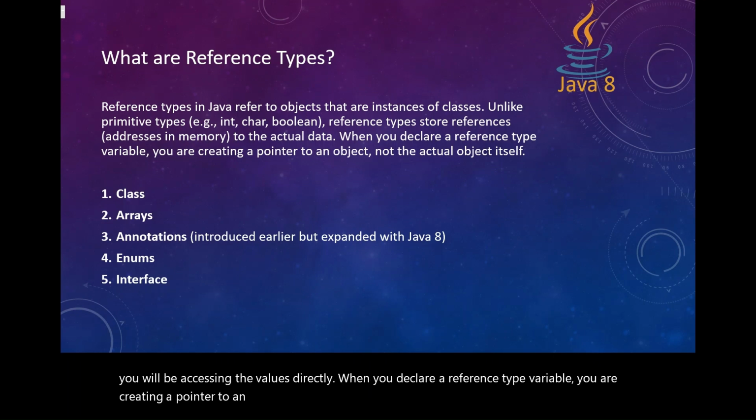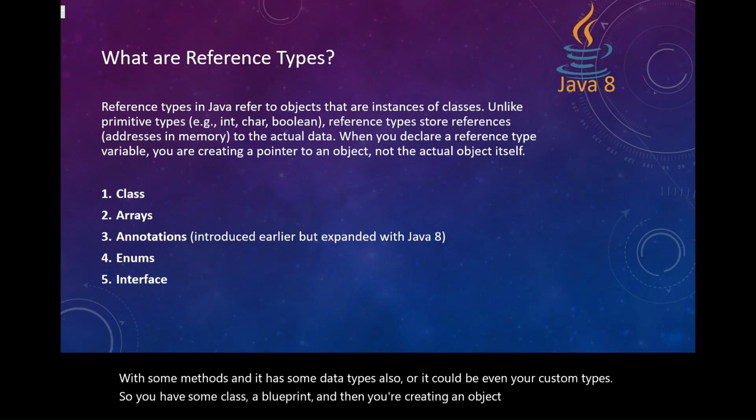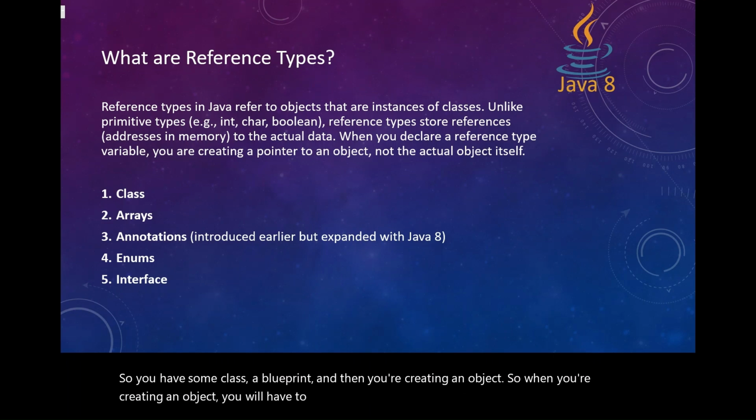So you have a class, a blueprint with some methods and some data types, or it could even be your custom types. Then you create an object from that blueprint. When you create an object, you have to use a reference type. So that is called a reference type.